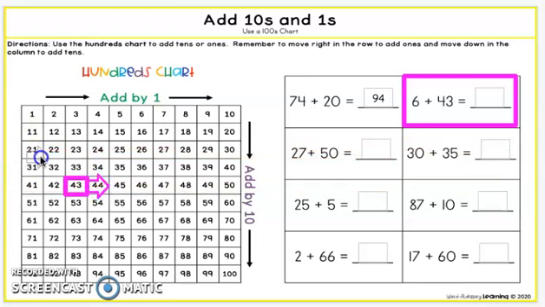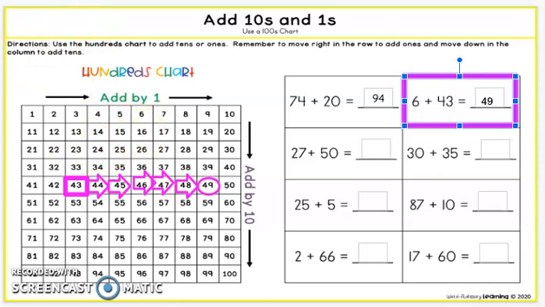1, 2, 3, 4, 5, 6. So when I move 6 jumps, I land on 49. So the answer to my problem is 49.